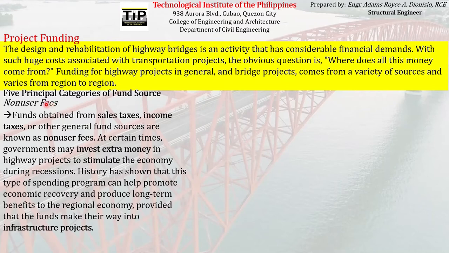So these are again another source of fund that can provide for the needs of a certain transportation project. The fees that can be generated from the non-users of a certain highway system. So when we say non-users, these are the people that are not directly using a particular highway or bridge project. So the fees that can be generated from these non-users can be in the form of sales taxes, income taxes, and other general fund sources. So these fees that can be collected from these non-users of a certain highway project can be used to provide for the maintenance or other needs of a certain highway or bridge project. So those are non-user fees.